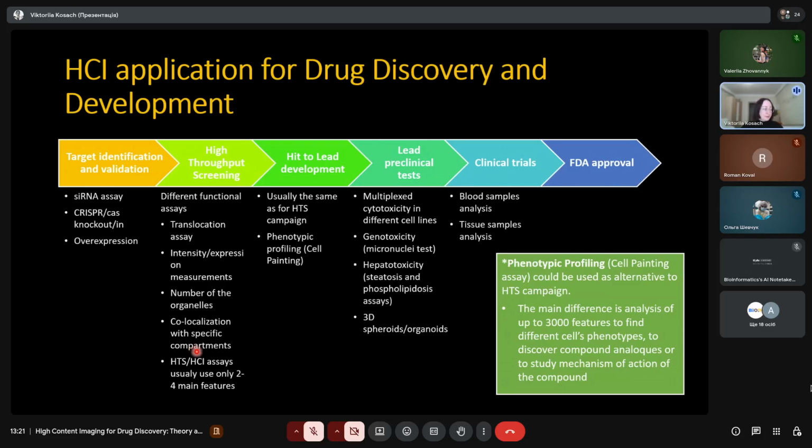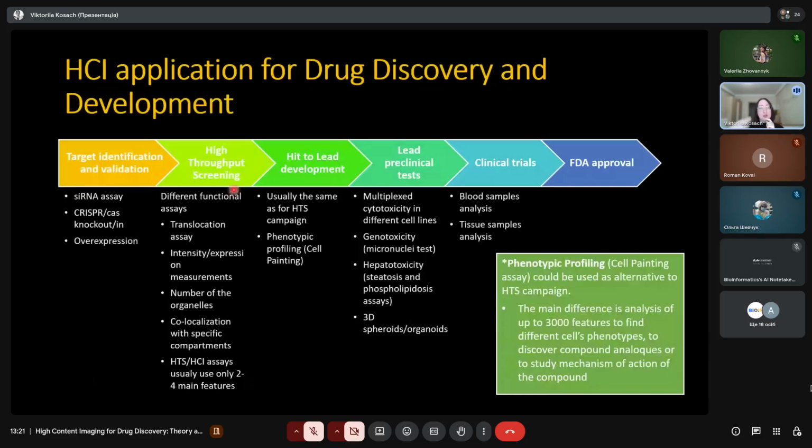The one thing about the high-throughput screening with high-content imaging is that the features that you are analyzing are very, very reduced, to about 2 to 4 main features only, because of the large scale, because of the time saving of this phase of drug discovery.